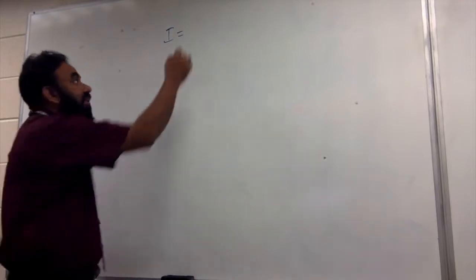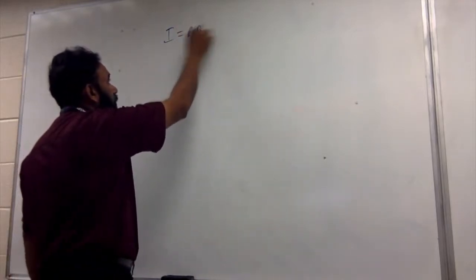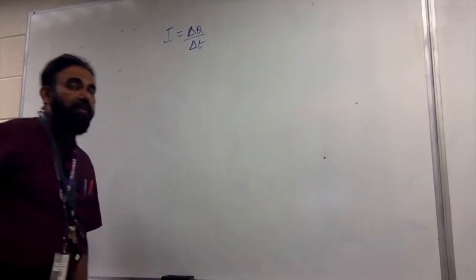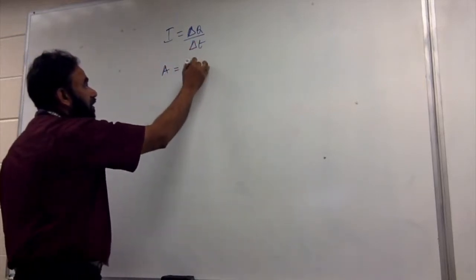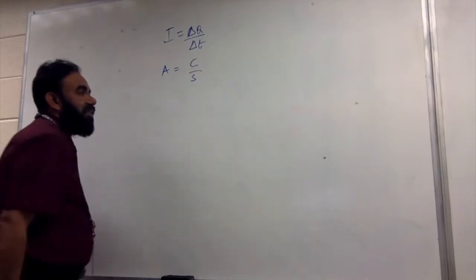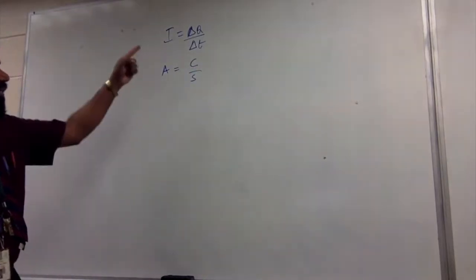Rate of flow of charge. Very good. Delta Q over delta T. And current is measured in amperes. Charge is measured in coulombs, and time is measured in seconds. So that is a unit connection to that definition.